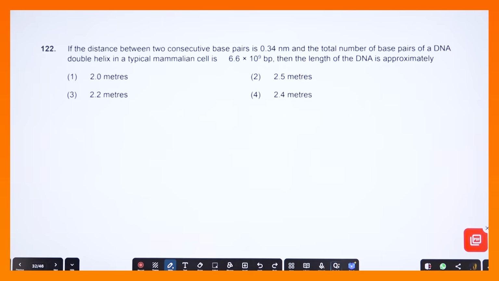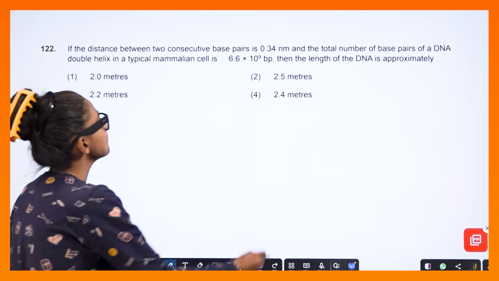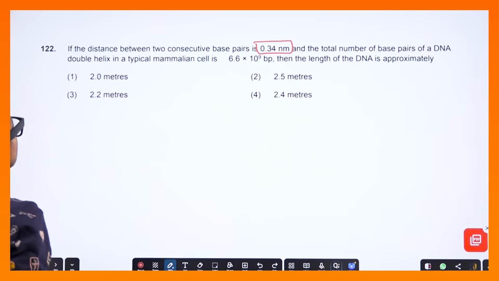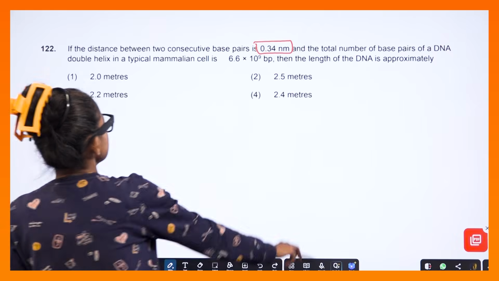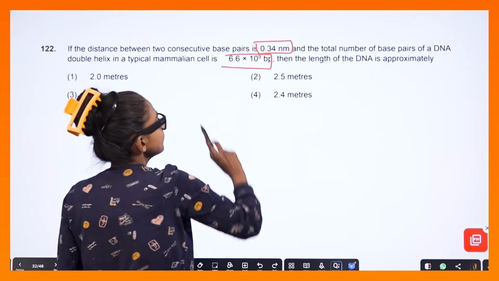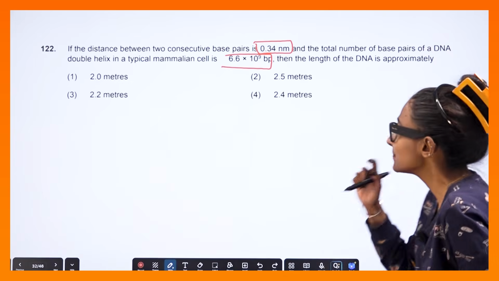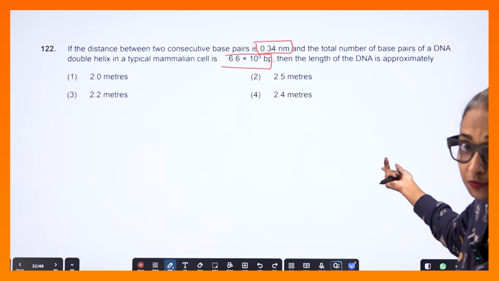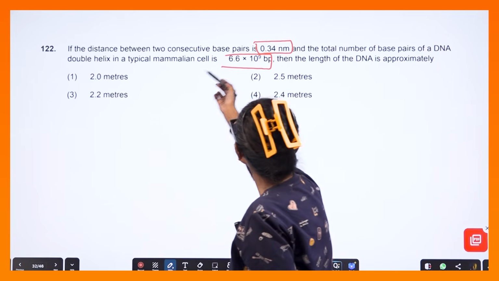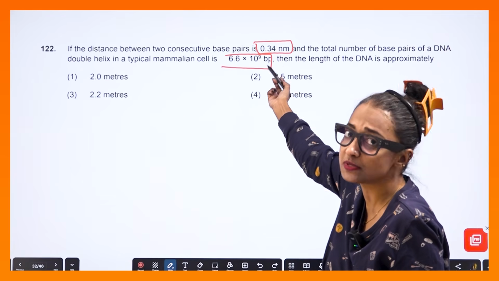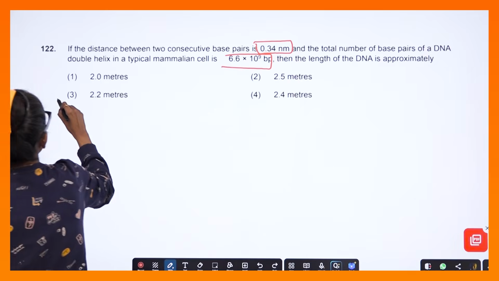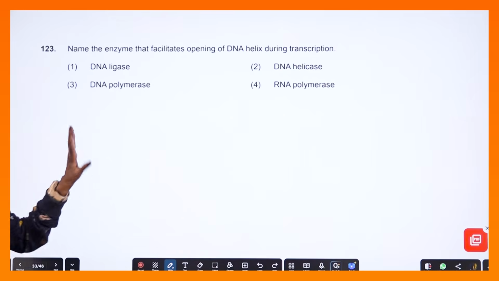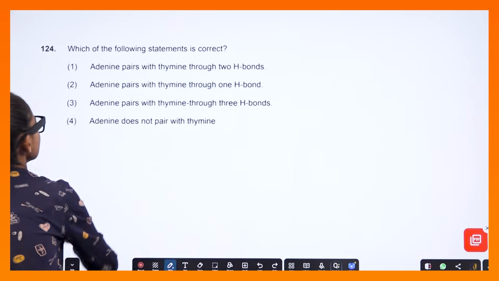Okay, this is very simple. Distance between two consecutive base pairs is given to you. Total number of base pairs is this. Correct? Then find out the total length of DNA, right? So the total base pairs have been given to you and the distance between each base pair. You know what to do. They have given the answer in meters. So just convert nanometers into meters and you can calculate the total value. It should be around 2.2 meters, right? This is there in NCERT. Easy. I'm not showing it to you. All right. This is easy.